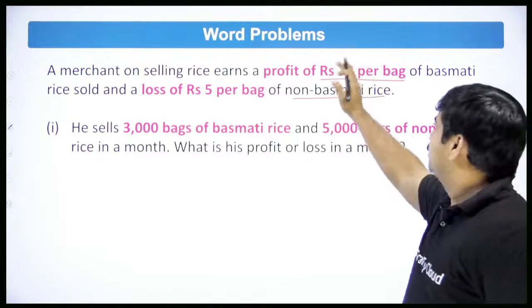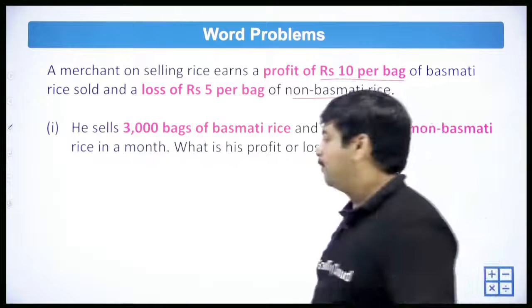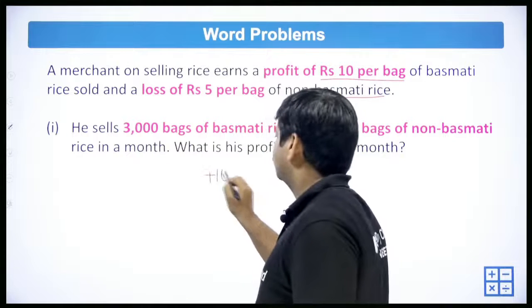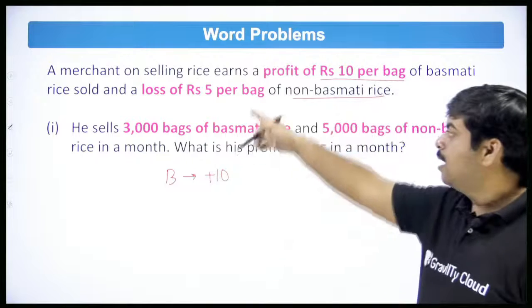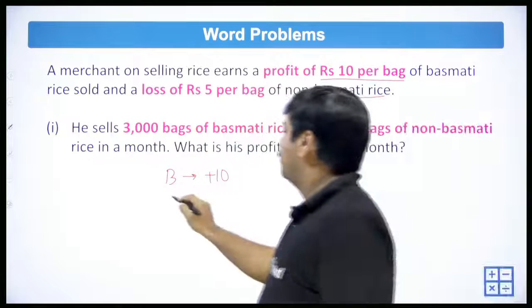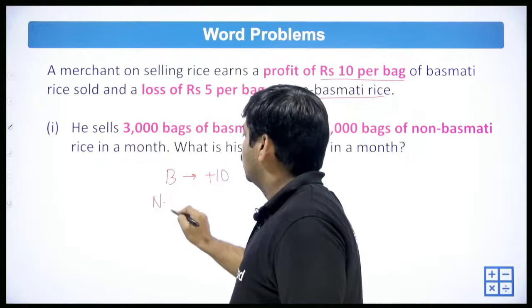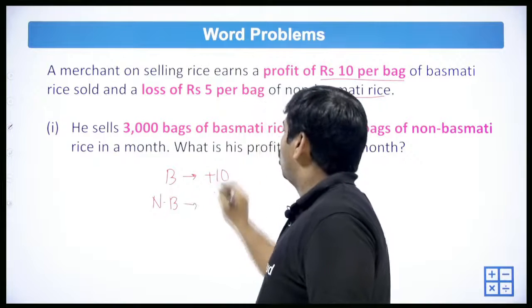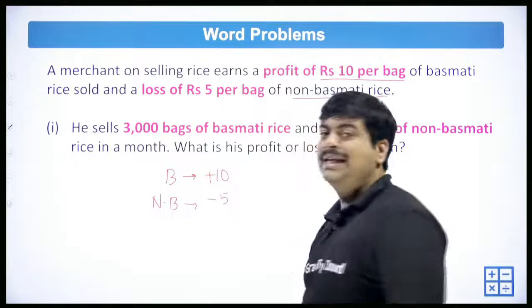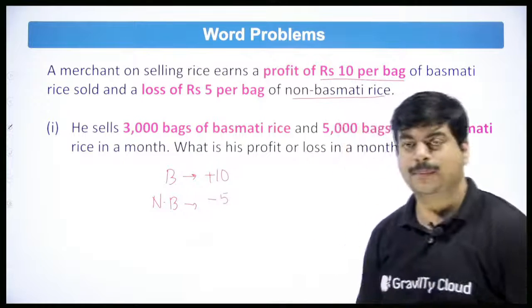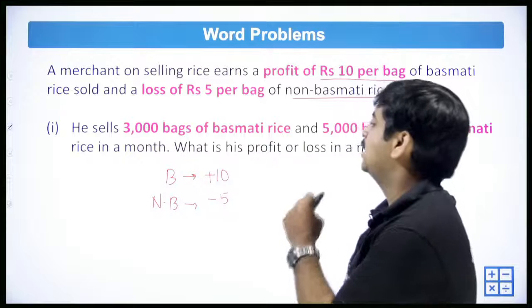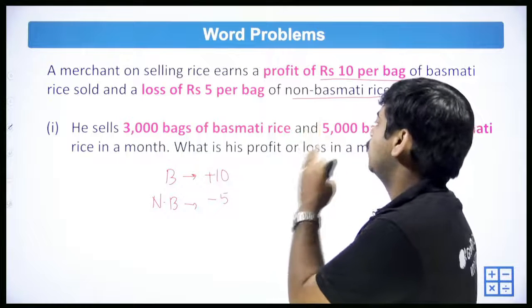So for a basmati bag, he is getting plus 10 as a profit. And a loss of rupees 5 per bag for a non-basmati. For non-basmati rice, a loss of 5 means the loss is in the reverse direction of profit, so we keep a negative 5, right? So the point here is he sells 3,000 bags of basmati rice.